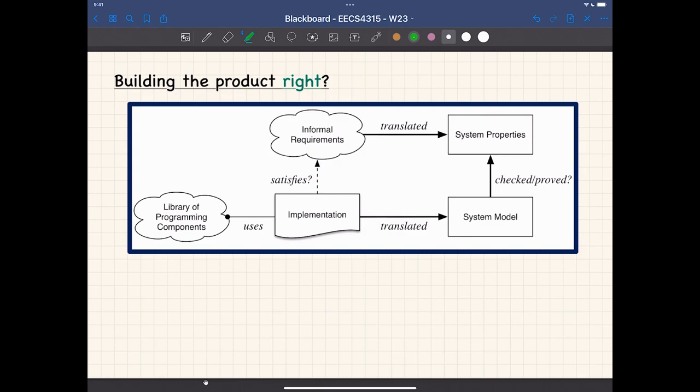Let's say you have some implementation you have built. You want to know whether or not it satisfies certain requirements. The way to do it is by formulating each one of them into formal stuff. System model over here and system property. So these are formal, right? And the system model in 3342 is abstract state machine.